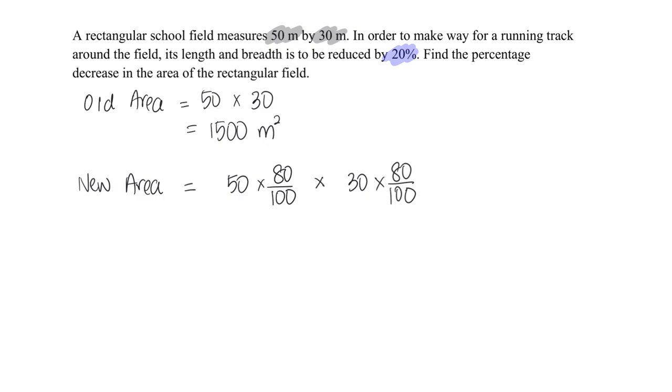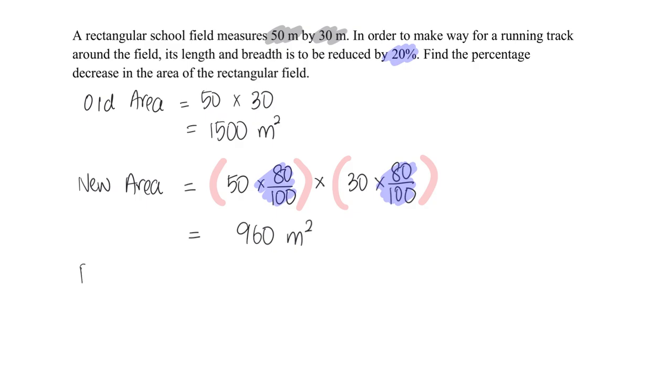Okay, so this is something that you need to take note of, and I'm going to multiply both of them. So this is going to be my new length multiplied by my new breadth. Yep, and this will give me a value of 960 meters square.